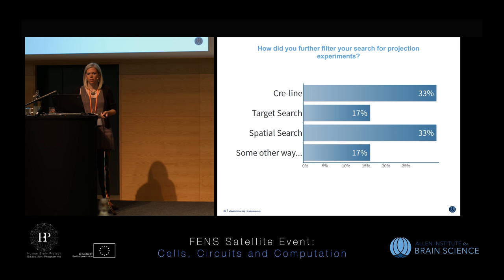So using the target search, if you click on this radio button, you can input an area, say for example, the isocortex. But then you also have to have a target structure. What that does is, not only do you have the source in the isocortex, but now you've also got to have signal that goes through another region. So you could say the striatum. And that will also narrow down your search.